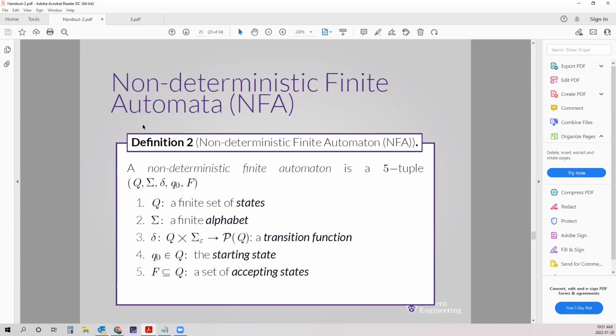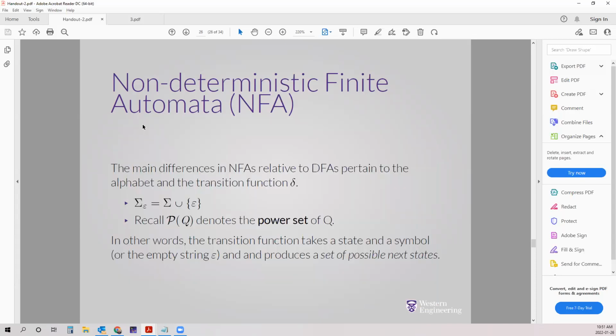I might have multiple accepting states, depending on different paths. The main differences in an NFA relative to a DFA pertain to the alphabet and the transition function delta. Sigma-epsilon equals Sigma union epsilon. Recall P(Q), which is the power set of Q. You remember in the first class we took the power set. In other words, the transition function takes a state and a symbol or the empty string epsilon and produces a set of possible next states.